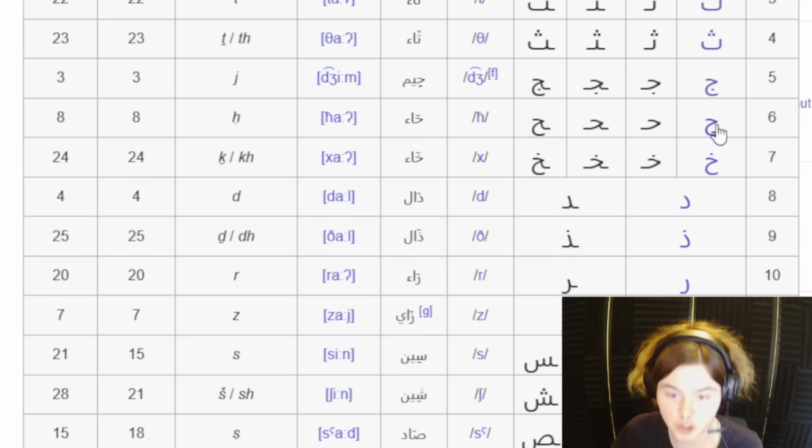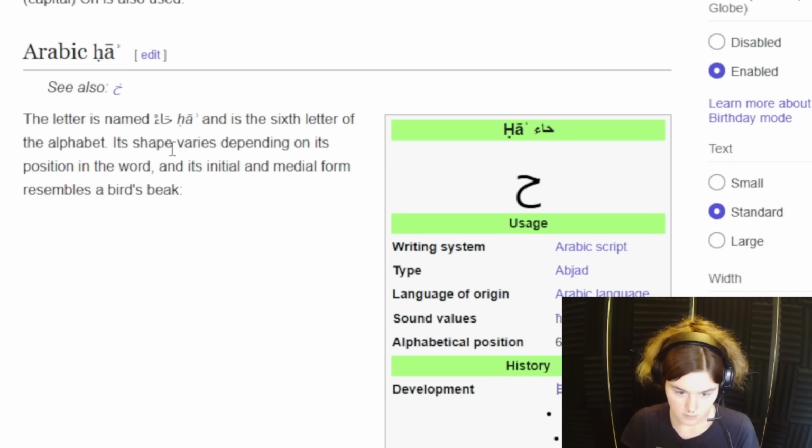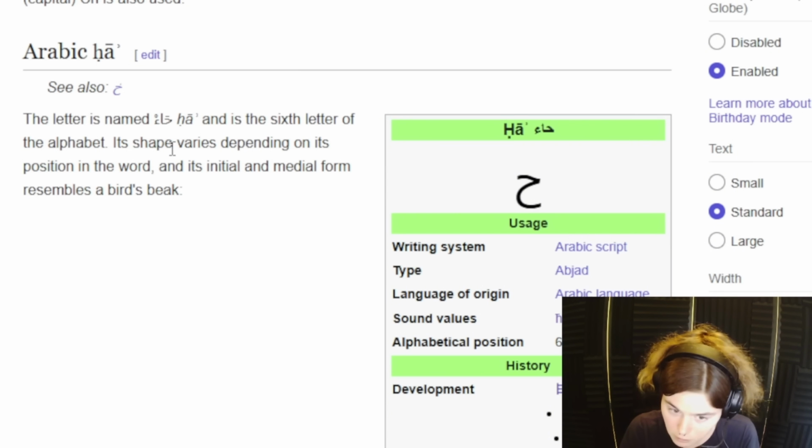Okay, next up we have Jim without the dot in the middle. Huh? Okay, so this sounds very similar to the H that I'm familiar with.